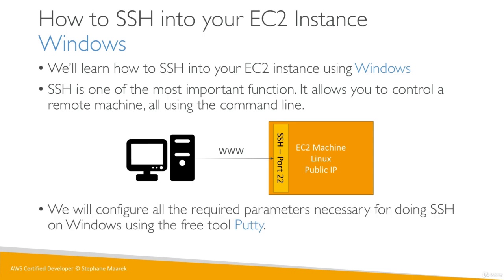So we'll see the requirements for setting up our Windows machine, and we'll use PuTTY to do SSH. This is a free tool available online, and as you can see, it's a little bit tricky to use the first time, but we'll get used to it and we'll learn how to SSH into Linux using PuTTY. So let's get started.